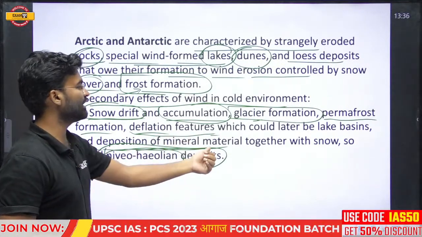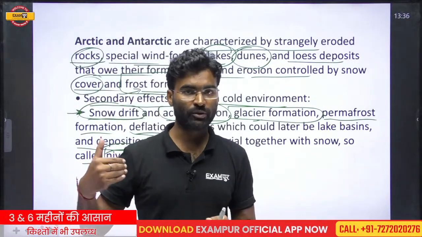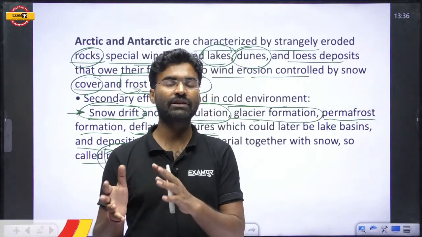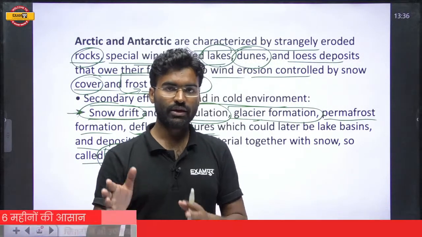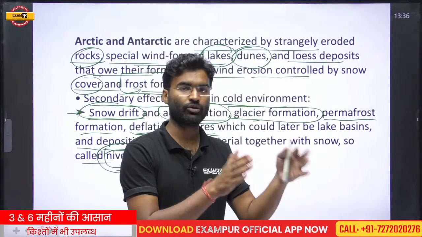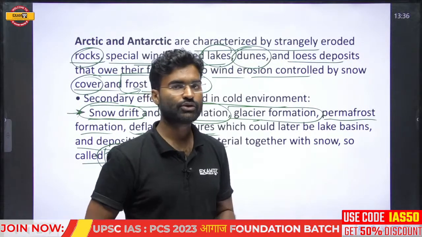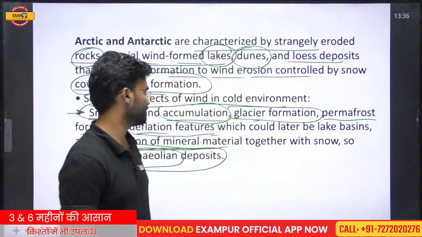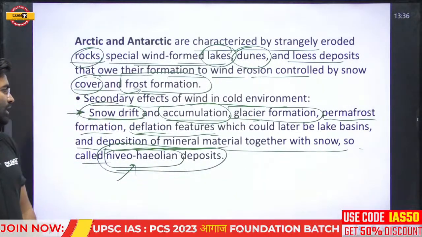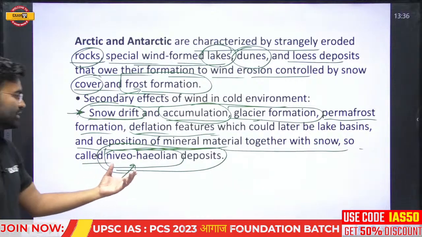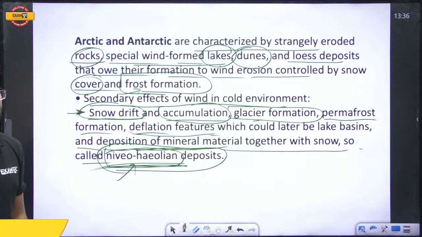Okay, deposition of mineral material together with the snow. If the wind is moving in that region and snow is moving, and some minerals are grabbed with that particular snow, or some mineral is associated with the snow, then when the snow gets accumulated at a particular region, the mineral also gets accumulated with the snow. So this is accumulation of the mineral in this region, the material together with the snow. This type of deposit is called nivo-aeolian deposits. You can underline this in your copy. Such deposition is seen in this region.